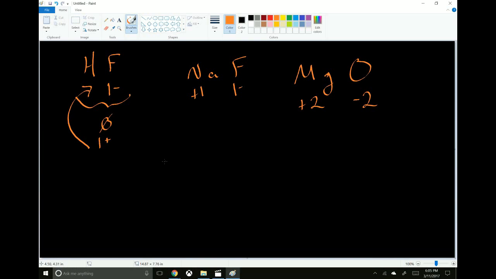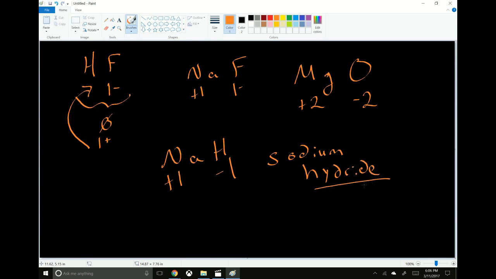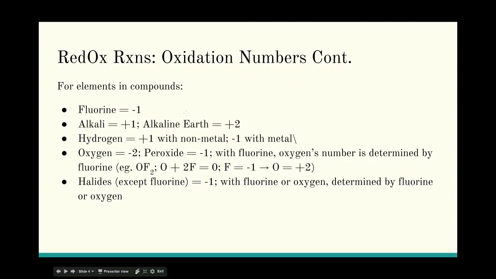But when you combine it with sodium, sodium has a positive 1 charge, hydrogen has a negative 1 charge. Okay, and this, if you remember from your nomenclature, would be sodium hydride, whereas this is hydrogen fluoride. So even the naming makes it a little bit different. So hydrogen is positive 1 or negative 1, depending on who it is bound to.